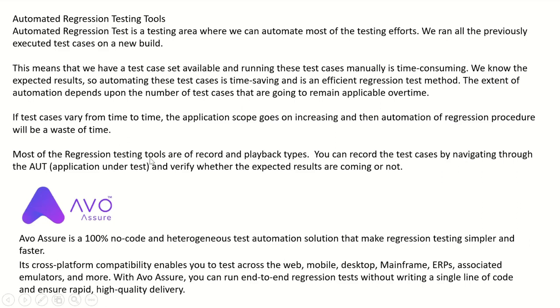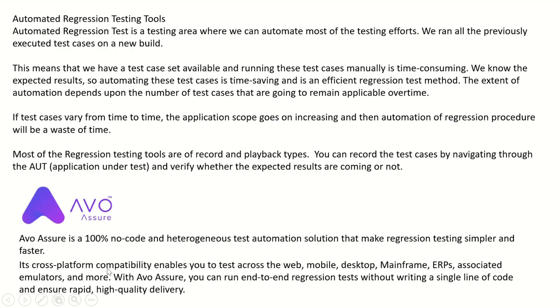Most of the regression testing tools are record and playback types. You can record the test cases by navigating through the AUT, application under test, and verify whether the expected results are coming out. I discussed here a few of the testing tools. The first one is Eggplant Azure. Azure is a 100% no-code heterogeneous test automation solution that makes regression testing simpler and faster.